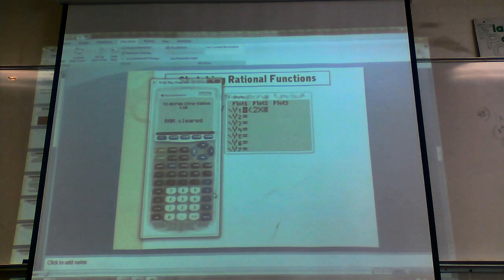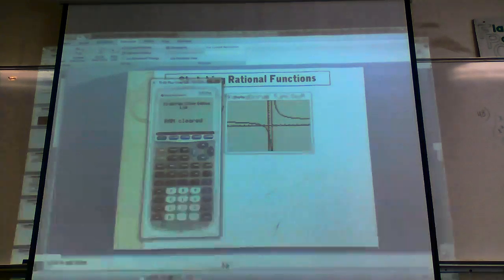2x plus 3 over x minus 1. If I graph 2x plus 3 over x minus 1, you see that? Which again, like I said, makes sense. Here's the x-intercept I wanted, that's negative 1.5. This one right here, that's the vertical asymptote where you wanted it. And the horizontal asymptote is right there, positive 2.